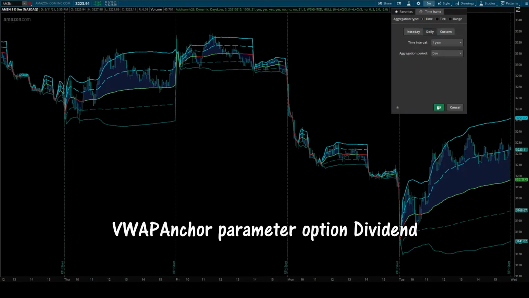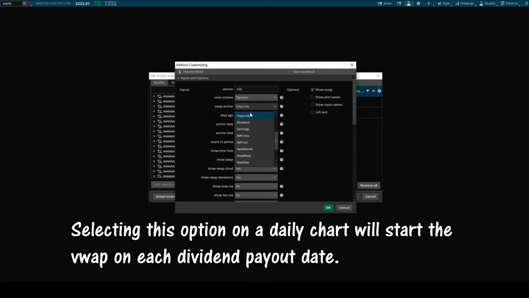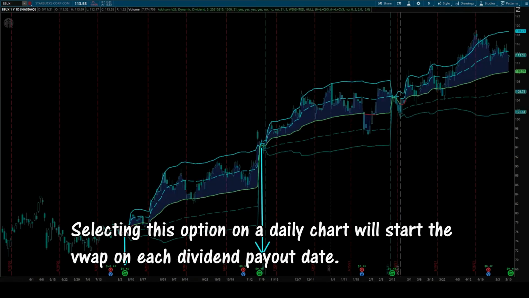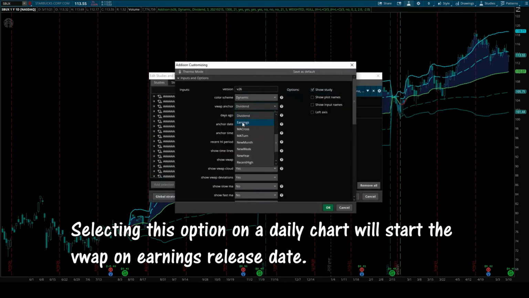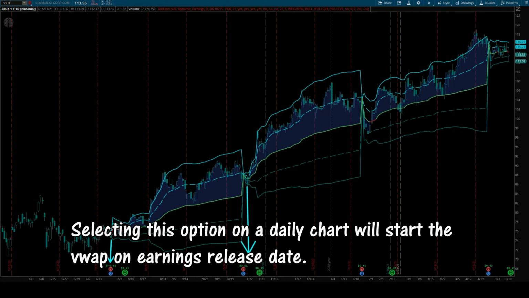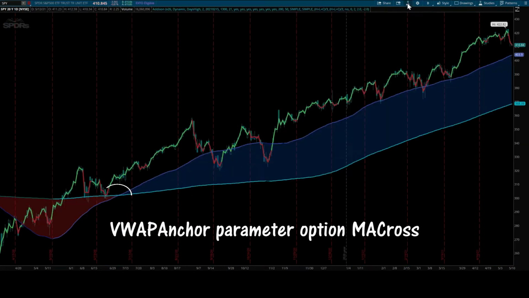VWAP anchor parameter option dividend. Selecting this option on a daily chart will start the VWAP on each dividend payout date. VWAP anchor parameter option earnings. Selecting this option on a daily chart will start the VWAP on earnings release date.